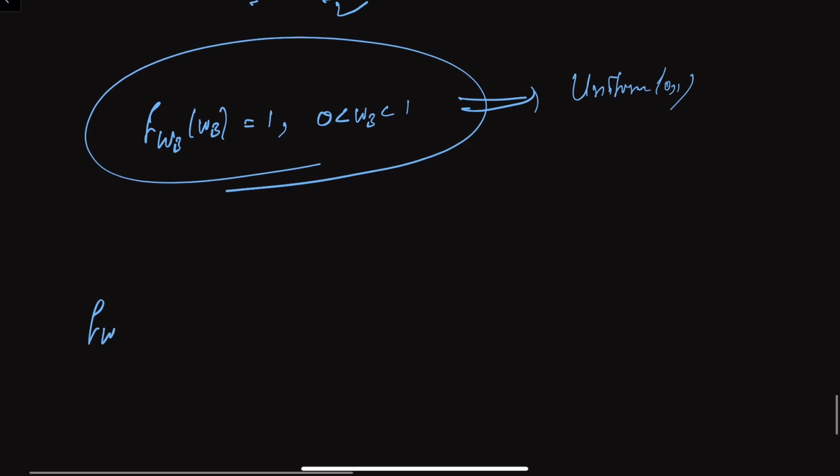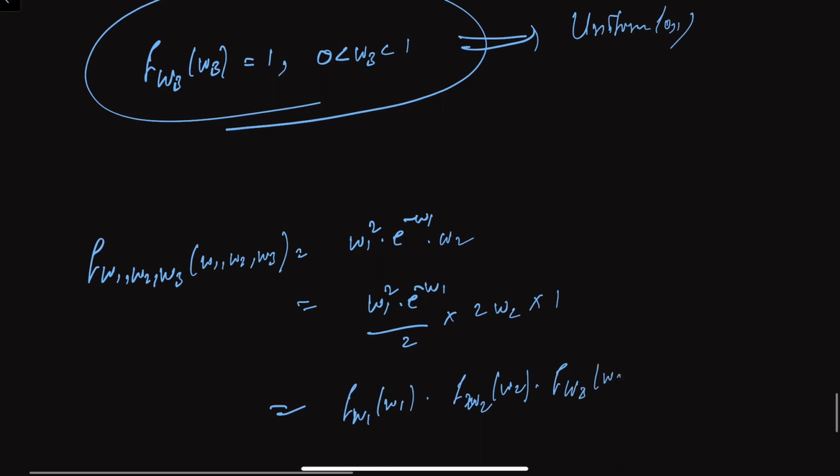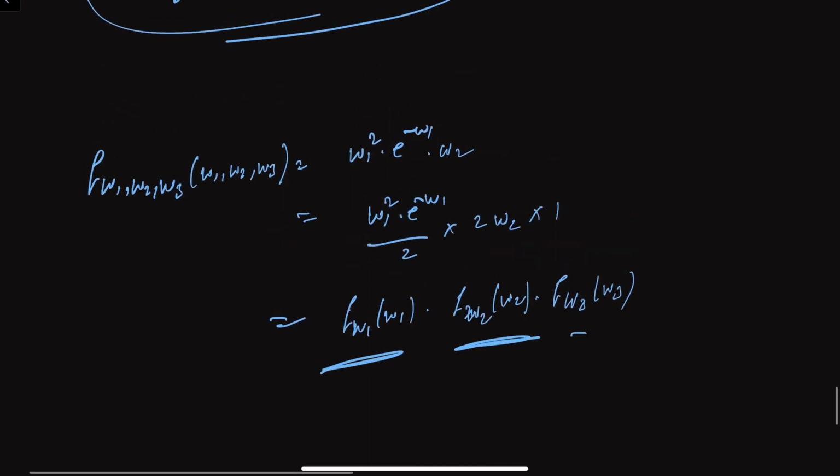Now in order to check mutual independence, we can quickly check the joint distribution that we got earlier. I can write this as w1 square e to the power minus w1 by 2, into 2w2, into 1. So this is similar to the distributions that we got earlier. That means the joint PDF factorizes as the product of these individual marginal distributions. Therefore, we can say w1, w2, w3 are mutually independent.